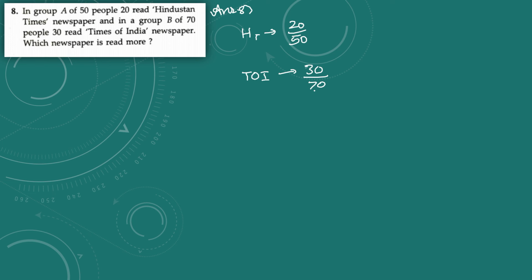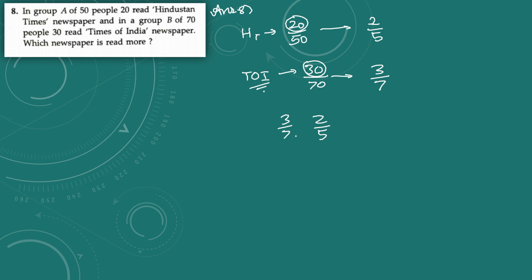Sometimes it is pretty logical that if 30 people have read one and 20 have read the other, of course Times of India has been read more, right? But actually, the question is asking about the percentage or fraction, not the numbers. Otherwise they would not have given the totals. So we are going to convert them into fractions. We will get 2/5 and 3/7, and like this we are going to compare them.